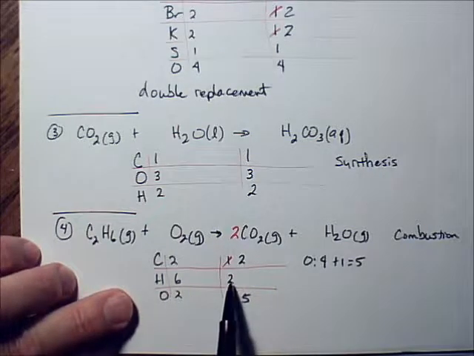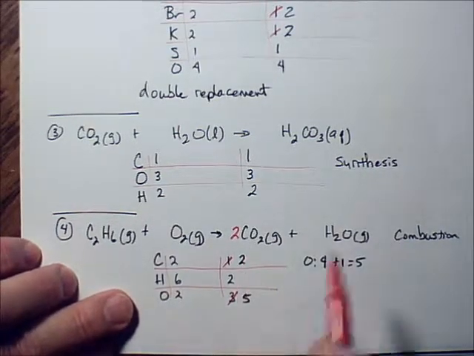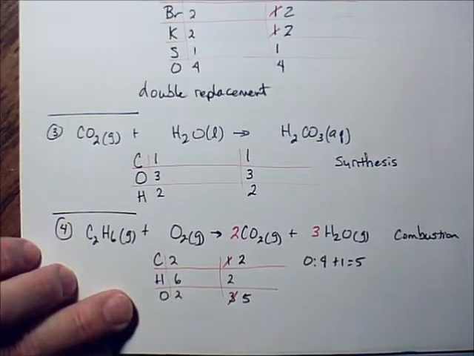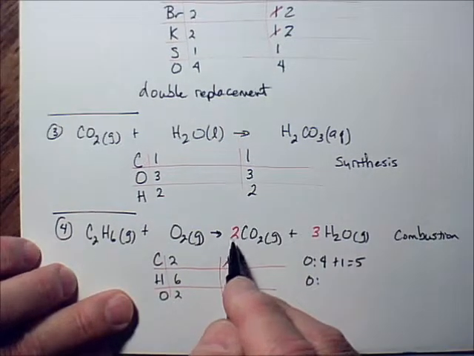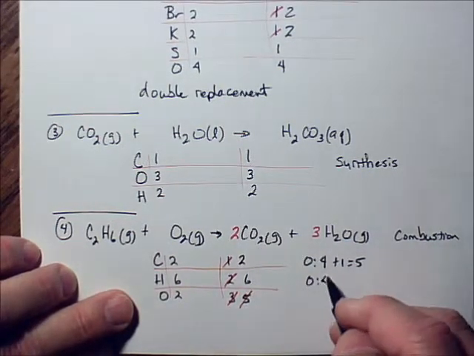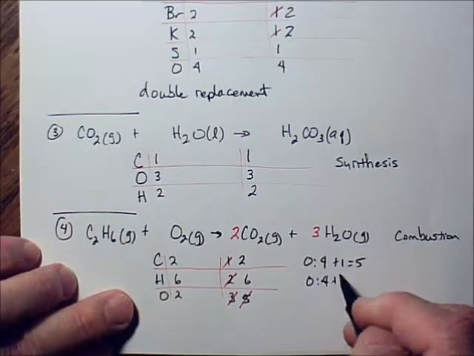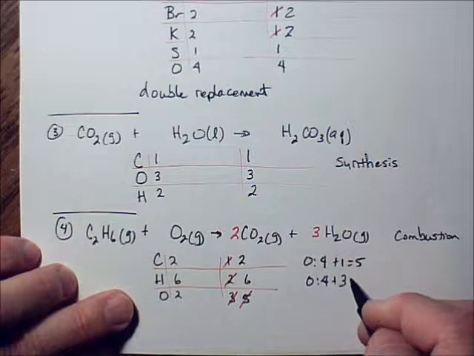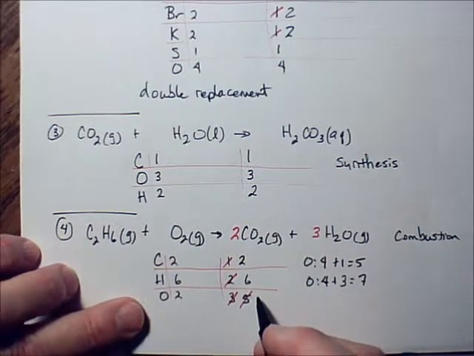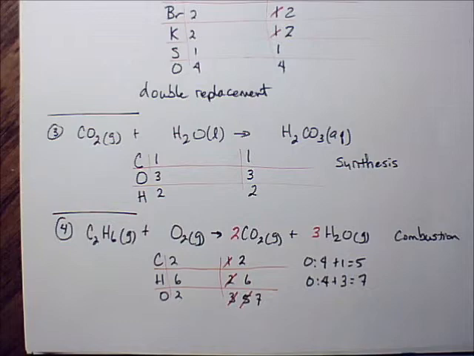I've got 6 on this side, 2 on this side. I need a coefficient 3 here. And that's going to change the hydrogens and it's going to change the oxygens. I've got 6 hydrogens now. So 2 times 2 is 4 oxygens here. And I have 3 times 1, or 3 oxygens, so that's 7 oxygens I have right now. Alright, this is one of those cases where you've got an odd number of oxygens on one side and an even number on the other side.